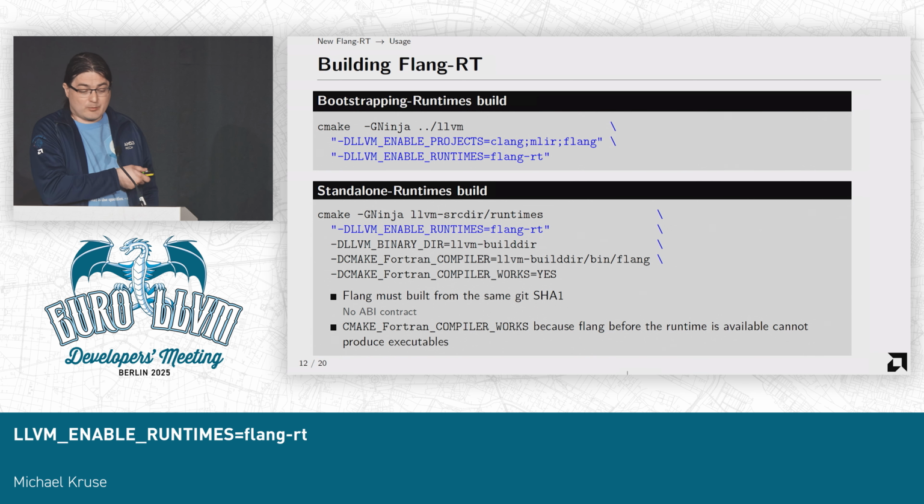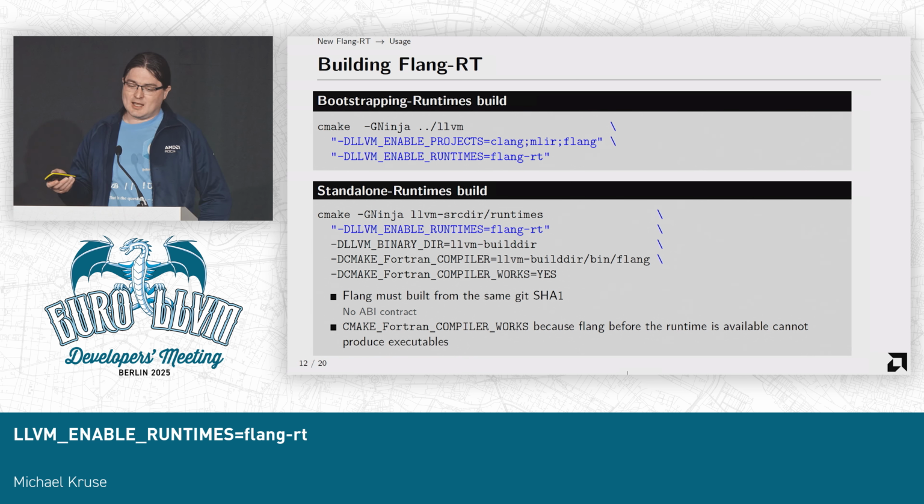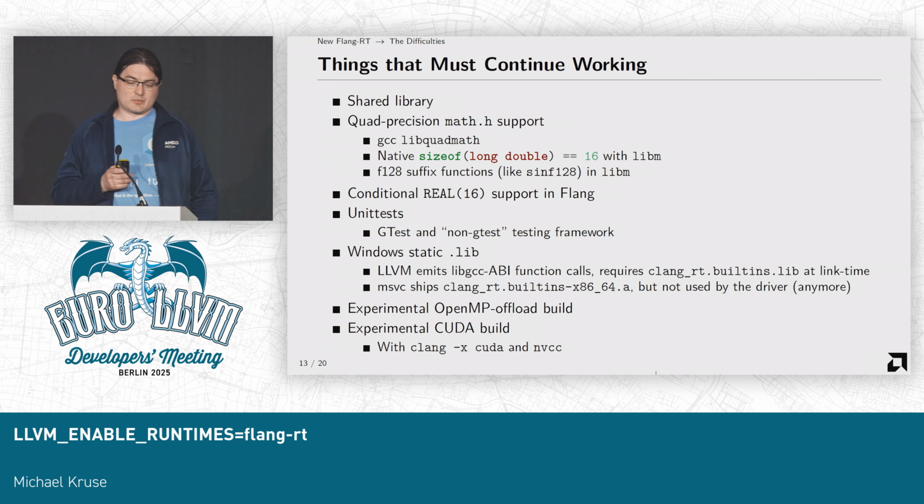One special thing, which you may not have seen yet, is CMake Fortran compiler works. Because we don't have a runtime yet, CMake tries out whether the compiler is able to build and link an executable, and that doesn't work without a runtime. So we just tell CMake, please ignore it, just assume the compiler works. That's done for Clang as well in the bootstrapping build, by the way.